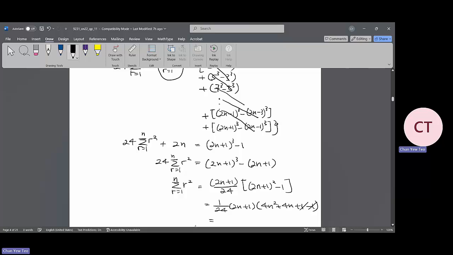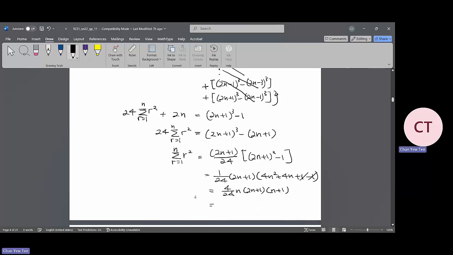If we factorize the 4n out, you get 4 over 24n, 2n plus 1, n plus 1. So at the end, simplify it, you get 1 over 6, n plus 1, 2n plus 1. Proven. Okay, so therefore, we have proven this relationship. We have proven this and done. Now we'll go on to part B.